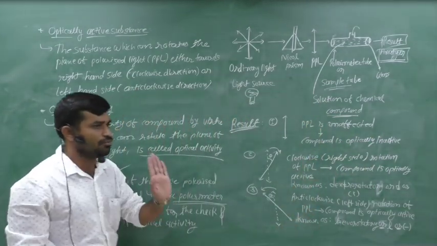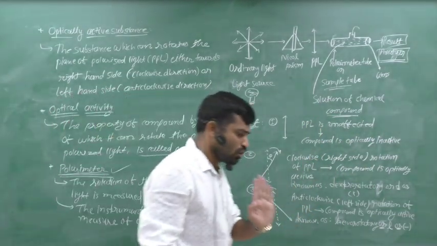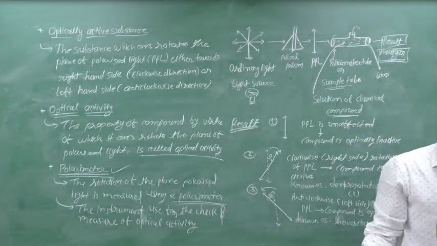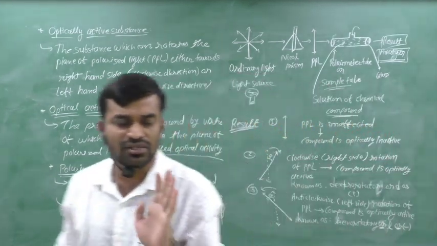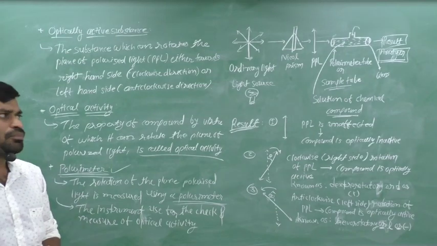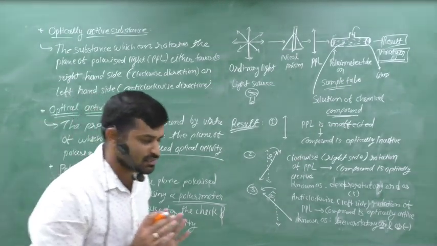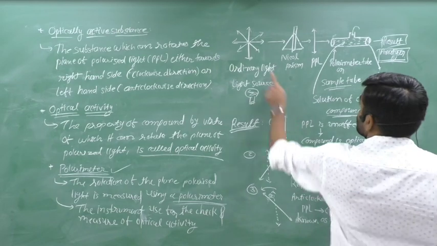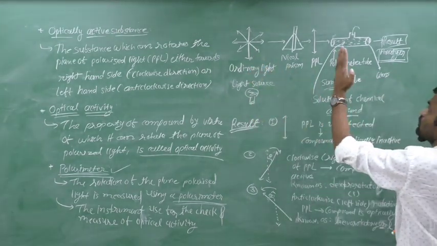It shows whether the plane of polarized light is rotated or not rotated. If rotated, then what is the angle of rotation? Clear? This whole configuration is known as a polarimeter. Now we can discuss the result. Concept clear? Ordinary light, nicol prism, we get PPL.